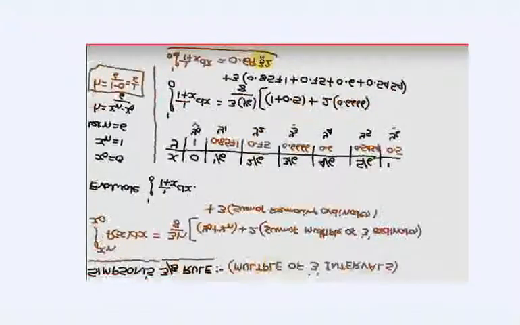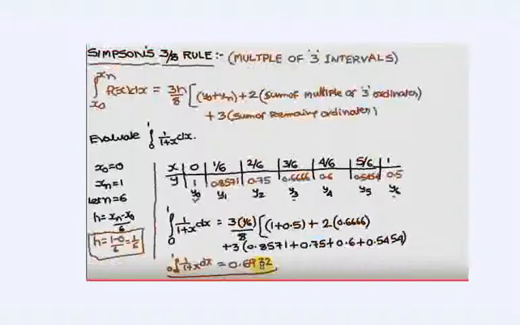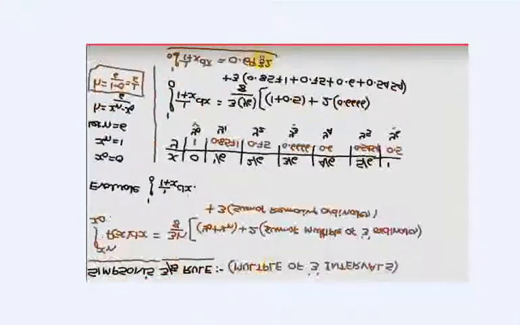This is the basic formula of Simpson's 3/8 rule. These are the lower and upper limits, x naught and x n, the initial and final value. This is our function: 3h over 8, where h is the step increment, times y naught plus y n, plus 2 times the sum of multiple of 3 ordinates, plus 3 times the sum of remainder ordinates. This is a short, basic Simpson's 3/8 formula.